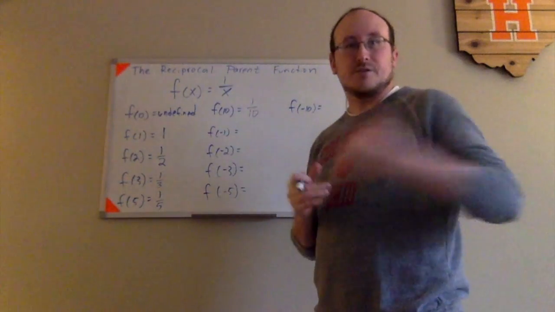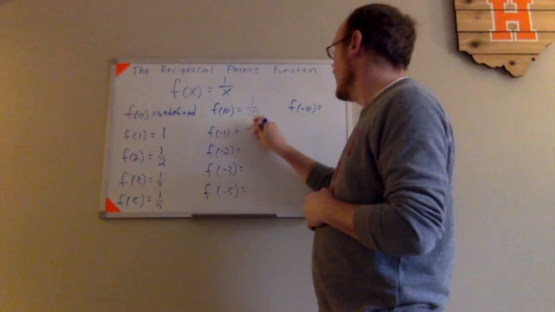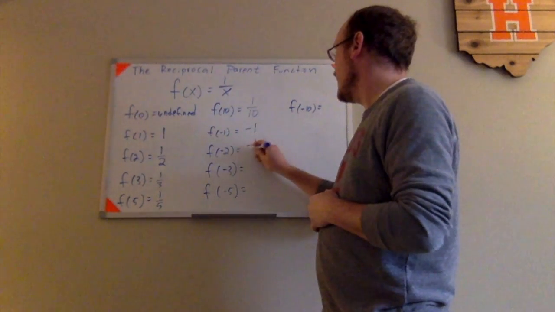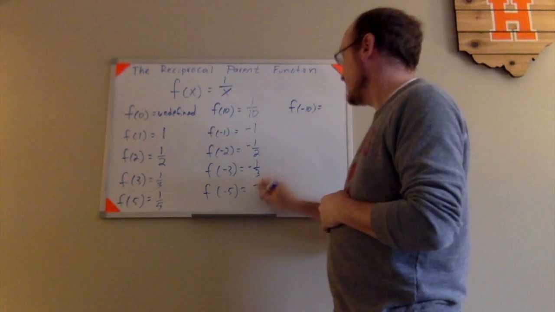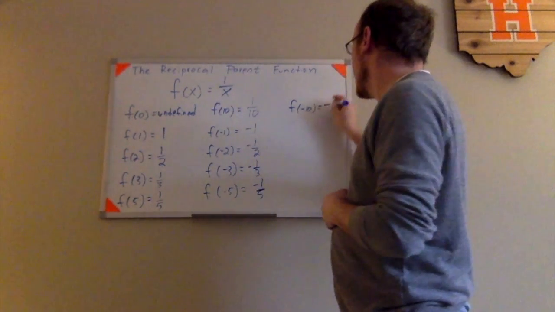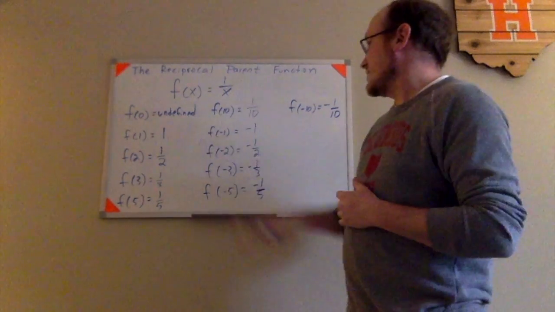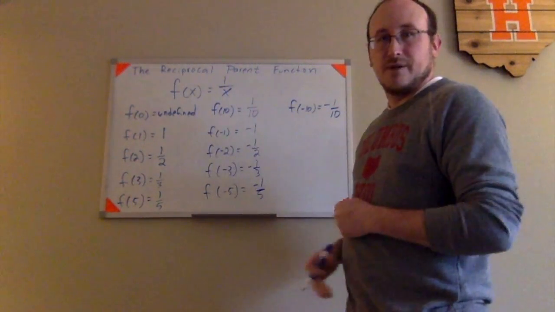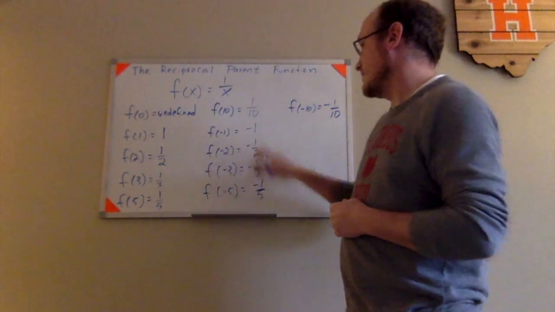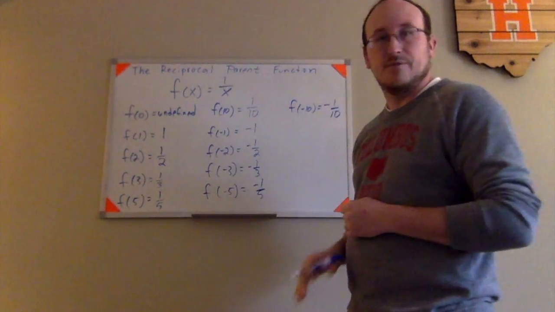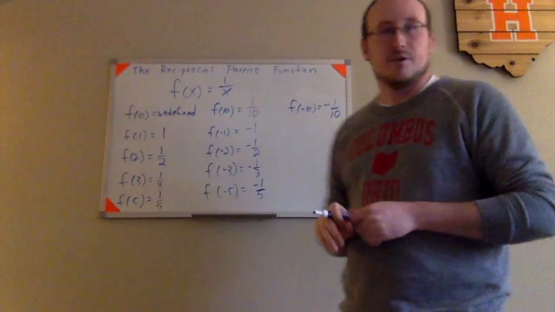Doing some negatives so we can create the other branch of this graph. We would have -1, -1/2, -1/3, -1/5, and -1/10. So each creating another ordered pair for the points on this graph. So I'd have -1, -1, -2, -1/2, -3, -1/3, -5, -1/5, and -10, -1/10.